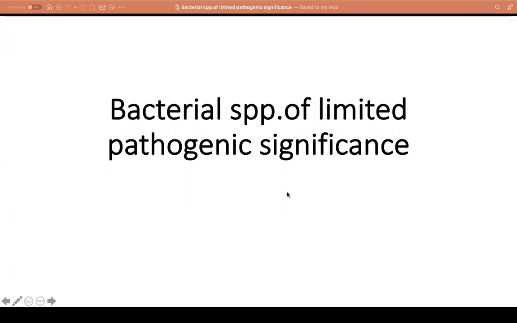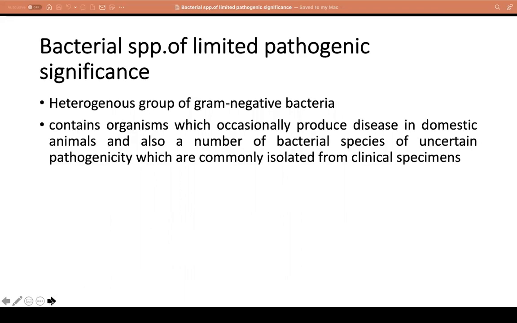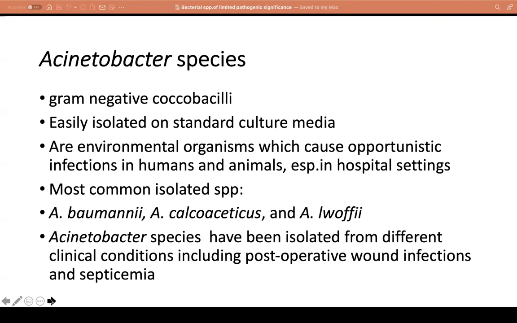Good day, everyone. So for today, we will discuss the last topic, which is the bacterial species of limited pathogenic significance. So these are a heterogeneous group of gram-negative bacteria that contains organisms occasionally producing disease in domestic animals and also a number of bacterial species of uncertain pathogenicity commonly isolated from clinical specimens. So we'll start with Acinetobacter species.